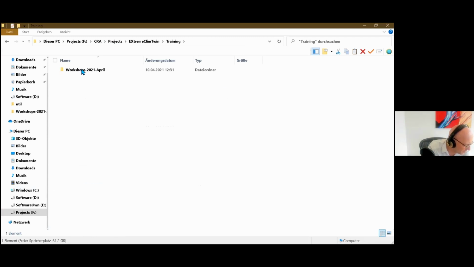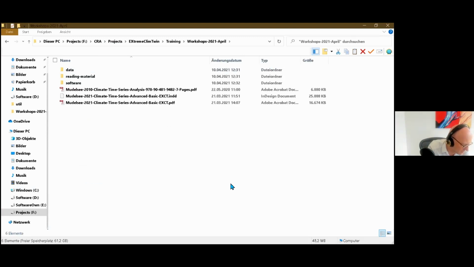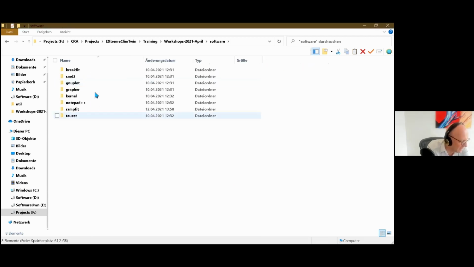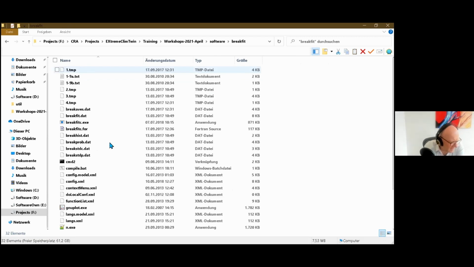Training workshops. And then we go to software. Okay, now we go to the other folder, the breakfit folder. And again, we see here the command line link on which I double click in a minute. For those of you who wish to study the source code, a Fortran source code, here it is. So you can use a text editor or another Fortran editor to make changes if you are confident to do this.